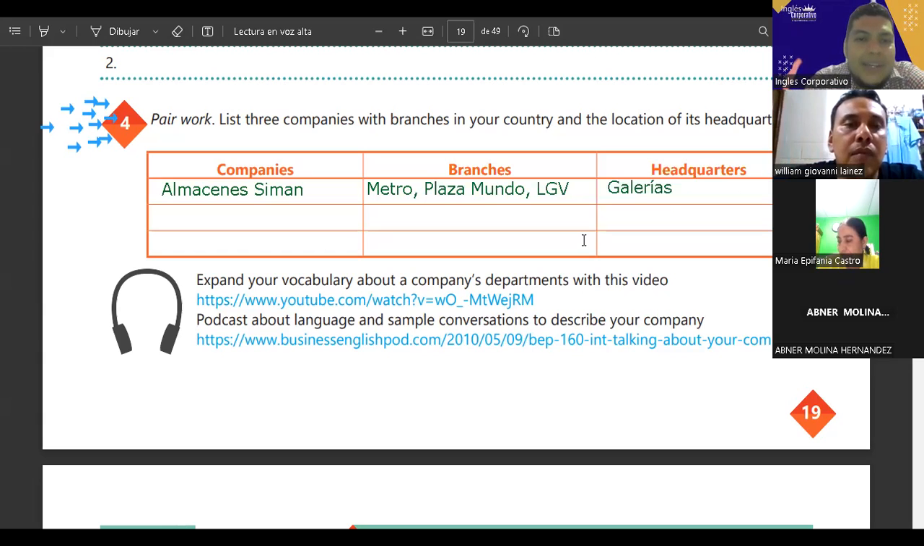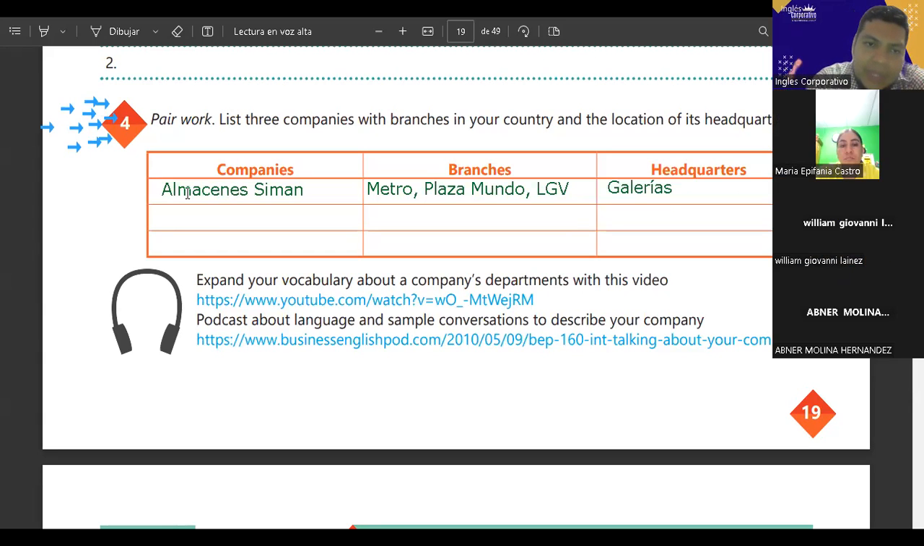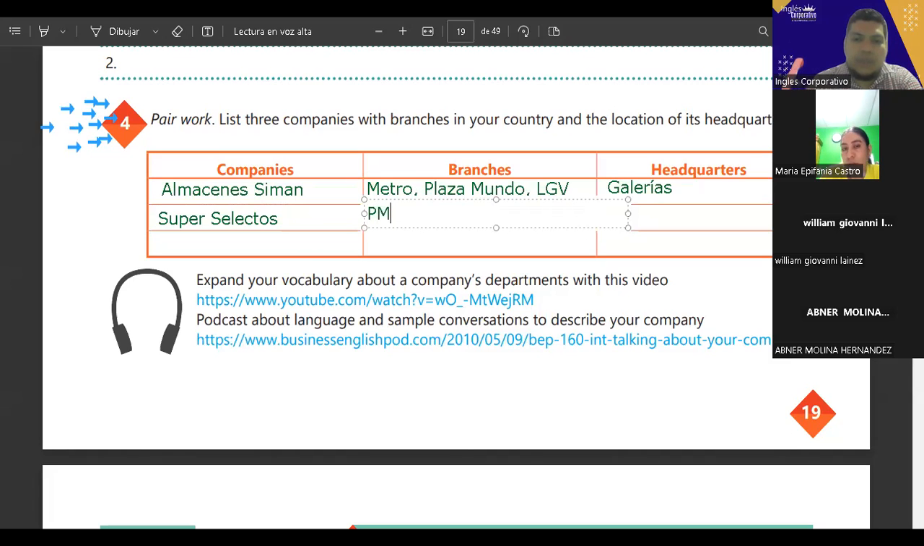So that's what you need to do. Can you mention other companies like this one? So, for example, the company's name, Almacenes Imán. The branches, Metro Centro, Plaza Mundo, La Gran Vía, and the headquarters, Galerías. This is my example. What about your examples, people? Super Selectos. Super Selectos, teacher. Okay, very good. So let me help you with this one right here. So we can have here Super Selectos. All right. Give me the name of three branches here. Plaza Mundo. Okay, Metro Centro, Multiplaza.